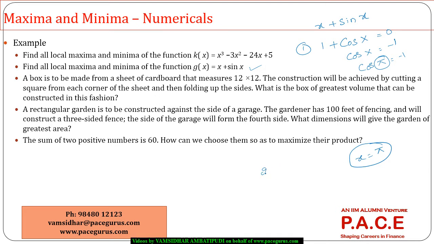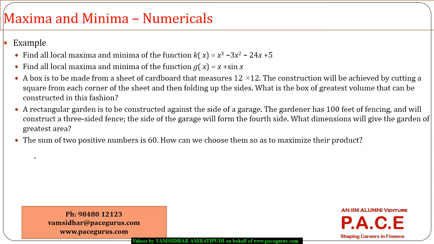Then you go for the second derivative. The first derivative is 1 plus cos x. What is the second derivative? Minus sin x. Only one value I got, so I'll substitute x equal to pi. Minus sin pi is 0. So it is coming out as 0. When it is coming out as 0, I am not getting any kind of a maximum or a minimum. Only if I have a negative value or a positive value, that is when I talk about a maxima or a minimum value. So in this case, no such thing exists.